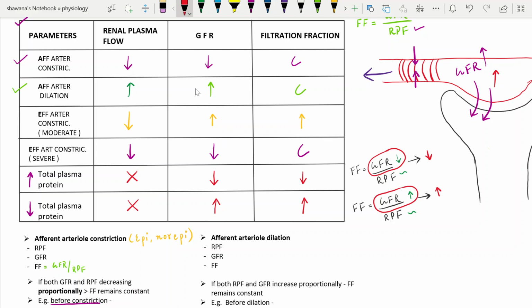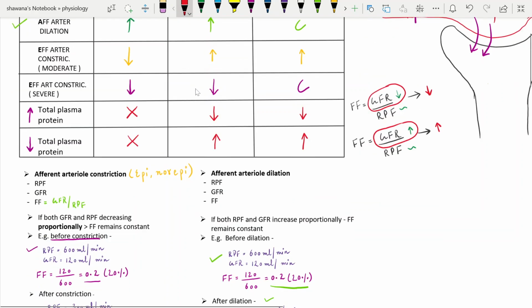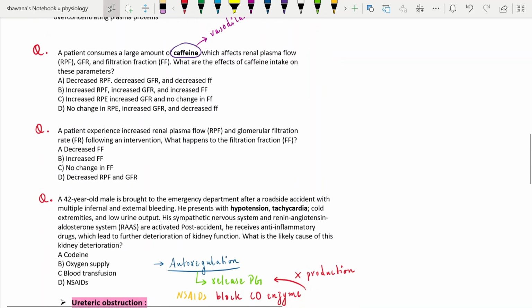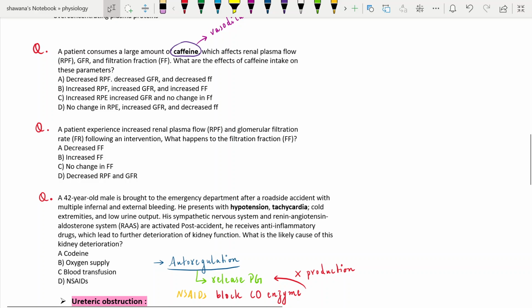This chart, you do not need to memorize it, just think logically and the gaps would be filled automatically. After that, there are three cases we will discuss one by one. First of all, a patient consumes a large amount of caffeine, and it affects the renal plasma flow, GFR, and filtration fraction. How will these parameters be changed by taking the caffeine?